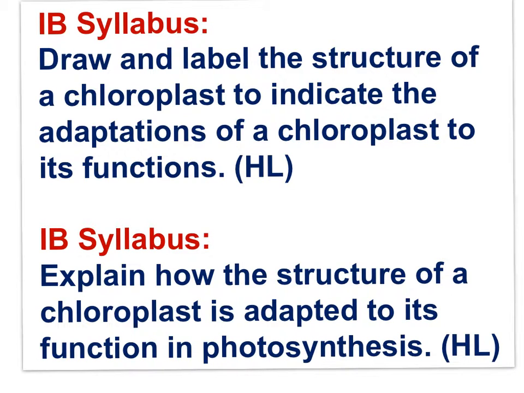I covered these two IB syllabus statements in Part 2, but here they are again because they are for students studying biology at the higher level. Draw and label the structure of a chloroplast to indicate the adaptations of a chloroplast to its functions. Explain how the structure of a chloroplast is adapted to its function in photosynthesis.